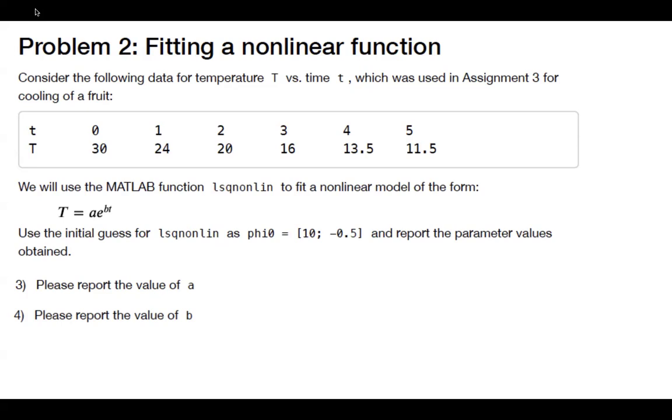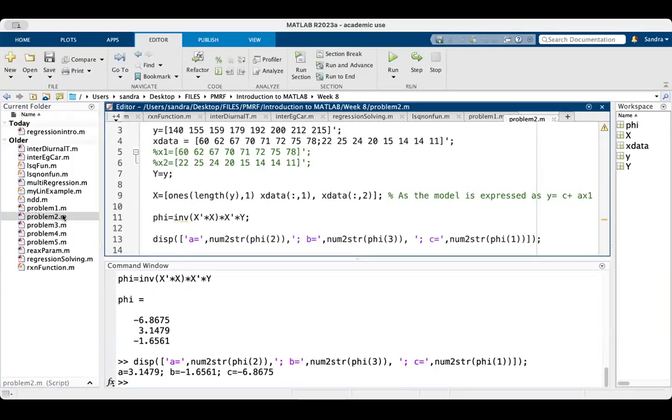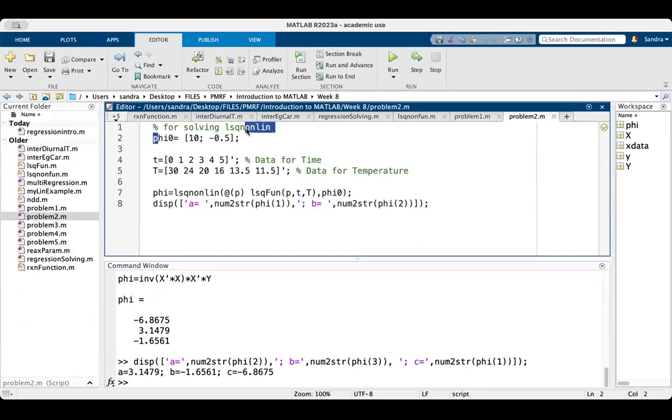Let's discuss the answer. So the model is A raised to BT. There are two unknowns, A and B here. So let's try to do that. The initial guess for phi is given as 10 and minus 0.5. This is your time and temperature data as given in the question.